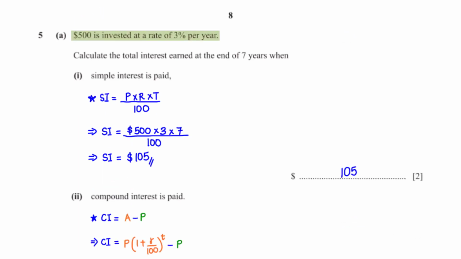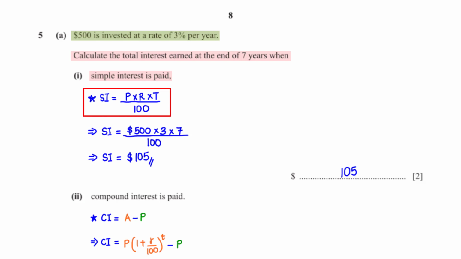$500 is invested at a rate of 3% per year. Calculate the total interest earned at the end of 7 years when simple interest is paid. For simple interest, the total interest can be calculated using this formula.